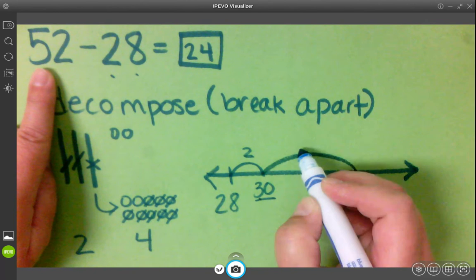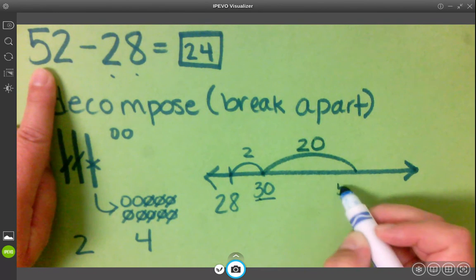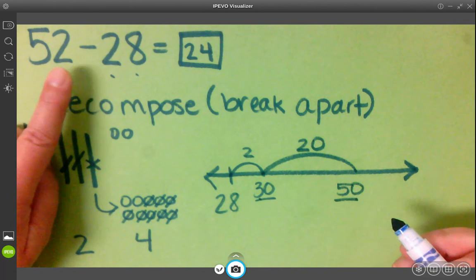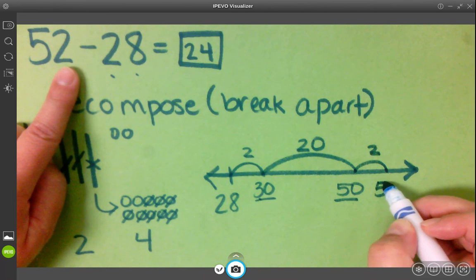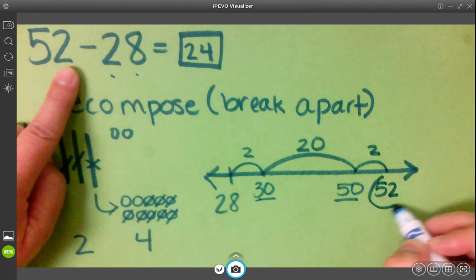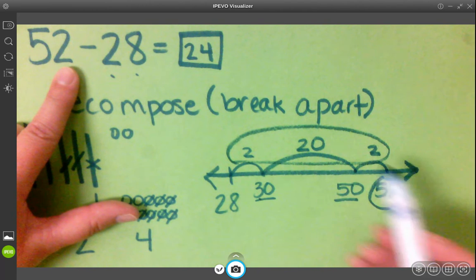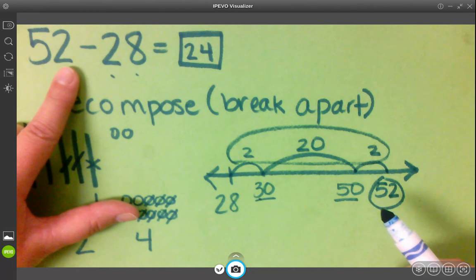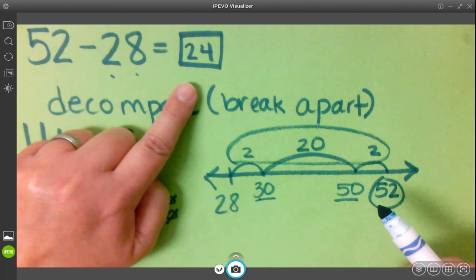I can add 2 more tens, which is 20. I get to 50. I just need to go to 52. Adding 2 more, 52. So my answer is the leaps that I've jumped in between. 20 and 2 and 2 make 24. So again, that answer is 24.